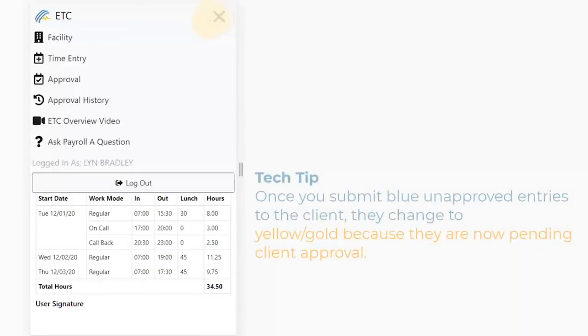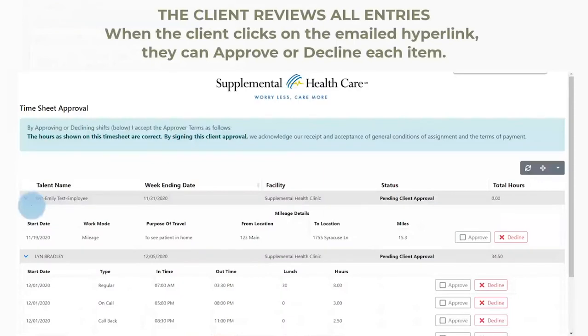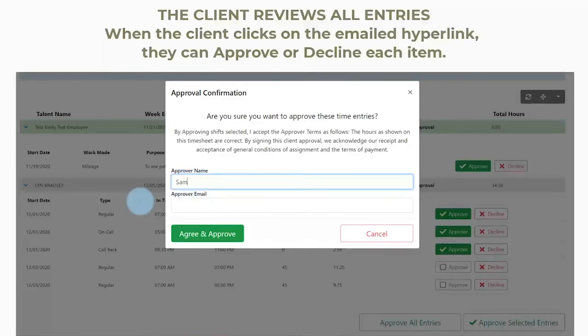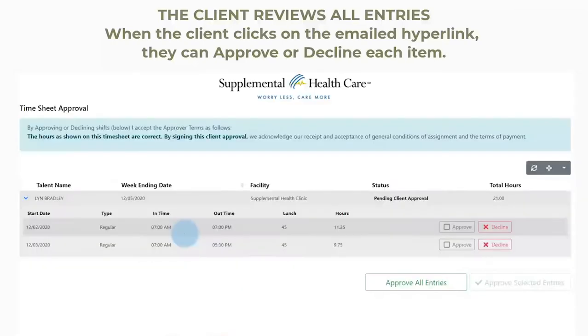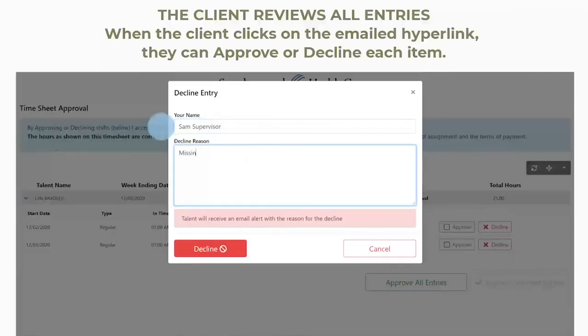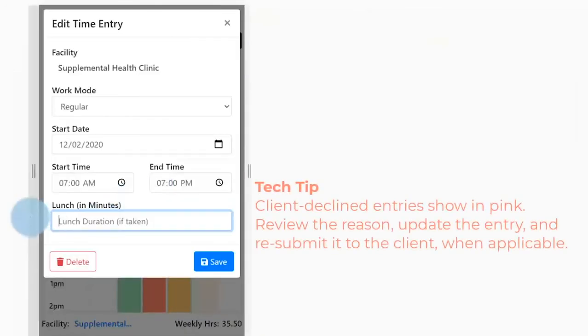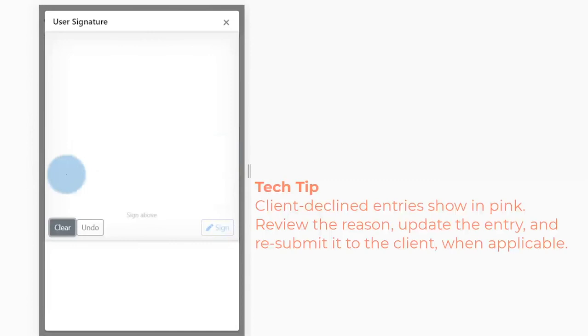When you go back to the calendar view, the blue unapproved shifts are now yellow because they are pending client approval. When the client contact opens the email and clicks on the hyperlink, they will see all shifts associated with that email token. The client also receives a confirmation email and a PDF of the approvals. If the client contact declines an entry, we get an email with their decline reason. We'll go back into our time entry, make any updates we need to, and resubmit it to the client. The client gets a new email with a new hyperlink. They'll go back in and review the previously declined and now edited time entry.